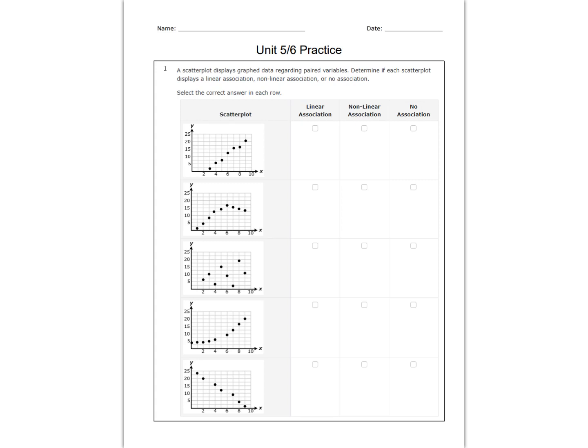This is the Unit 5-6 review for the test on 10/25 and 10/26.